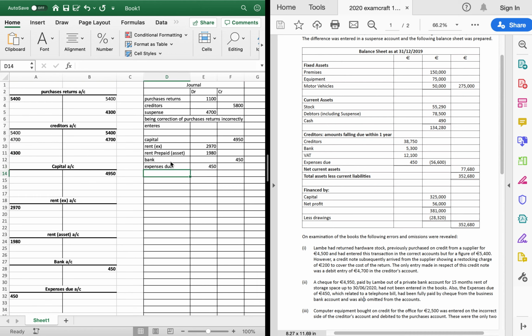Okay, now there'll be no suspense in that because everything is left out there. You can only have suspense when you've done a step 1 and a step 2. You can never have it when something has just been completely omitted from the books.